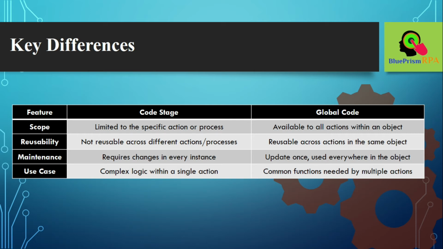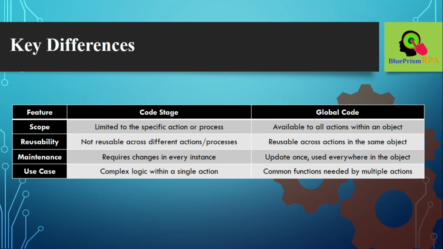Now, based on the reusability feature, code stage is not reusable across different actions and processes. Every time you have to write the code in that code stage; it cannot be reused. But on the other hand, global code is reusable across actions in the same object. The global code can be written in the global code options in the initialize page of that business object, and then that function, that method, can be called in different actions in that same object. So that is reusable.